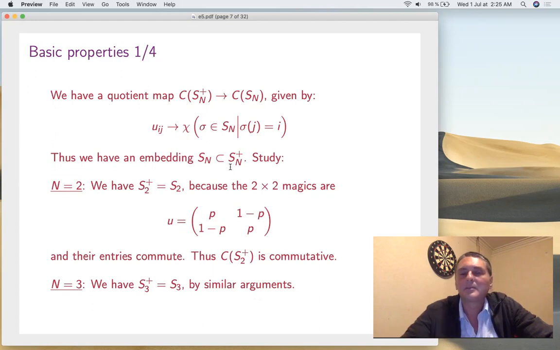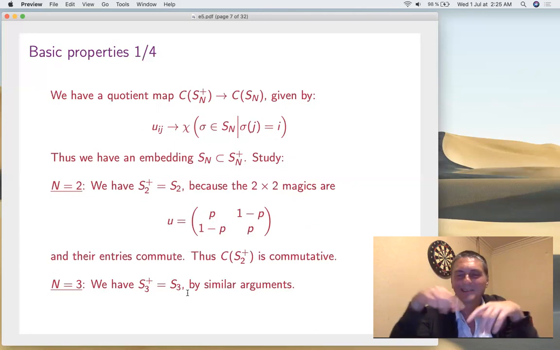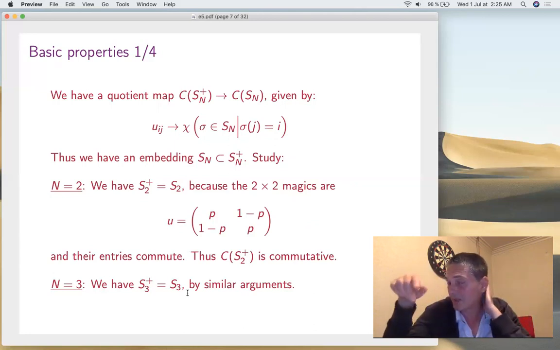At n equal to 2, it's an isomorphism, because if you think of a 2 by 2 magic matrix, the projection must be of this form, so then they commute, obviously. So we're done. It's commutative, everything. At 3 it's the same thing. So it's a good exercise there, actually. Take a 3 by 3 matrix formed by projections, summing to 1 on each row and each column.